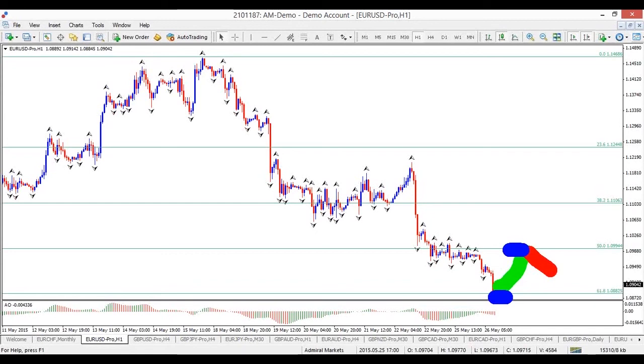And I'm looking for a conservative target, which would be the minus 61.8 target. So letting that momentum show itself on the chart and then fibbing that. We can take a look.